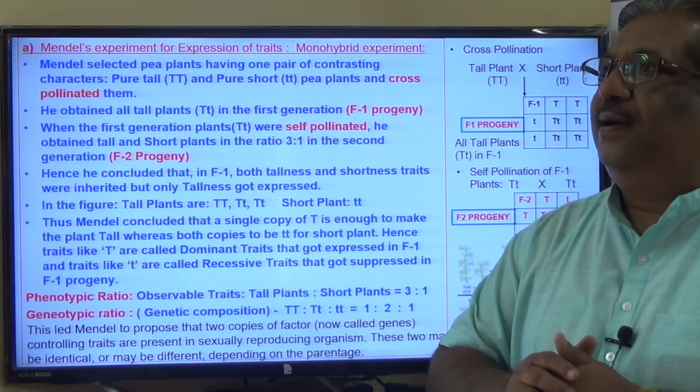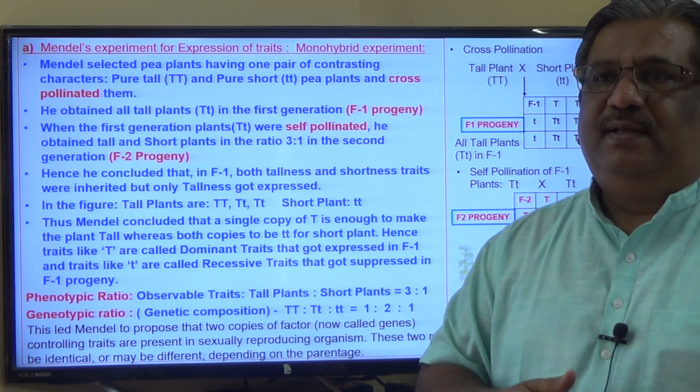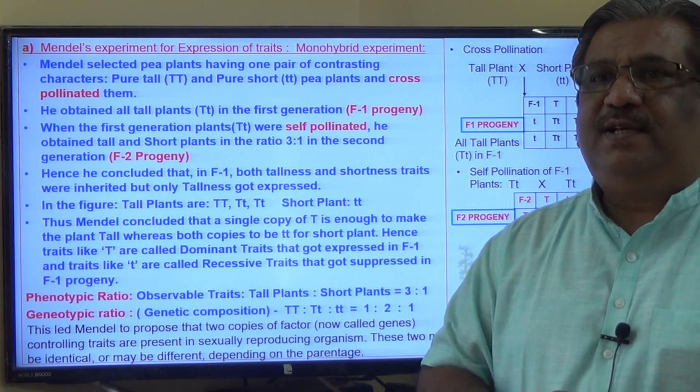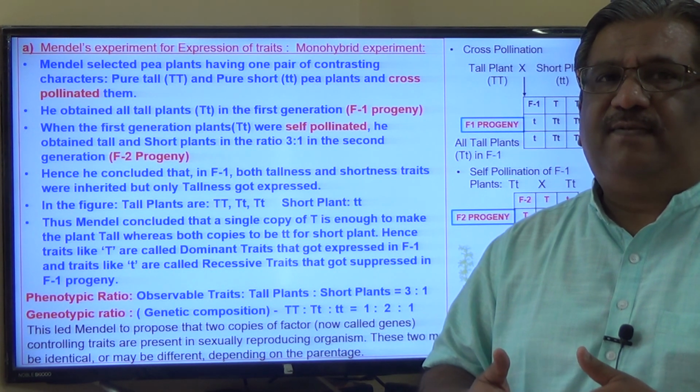So let us end the lecture here. In my next class, I'll be taking the dihybrid experiment, which demonstrates the independent inheritance of traits.